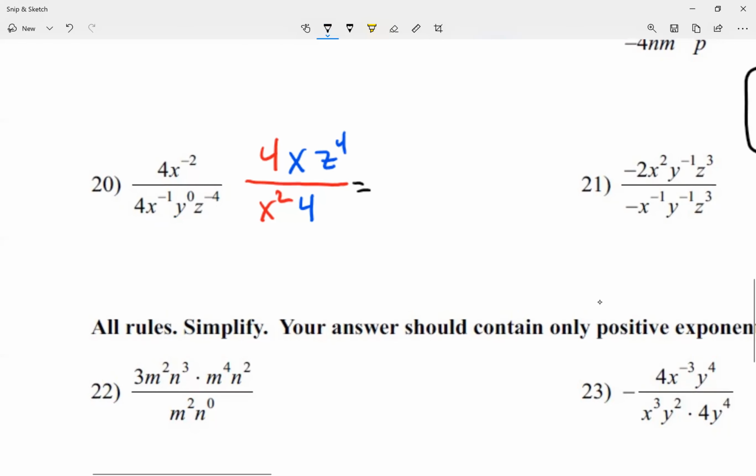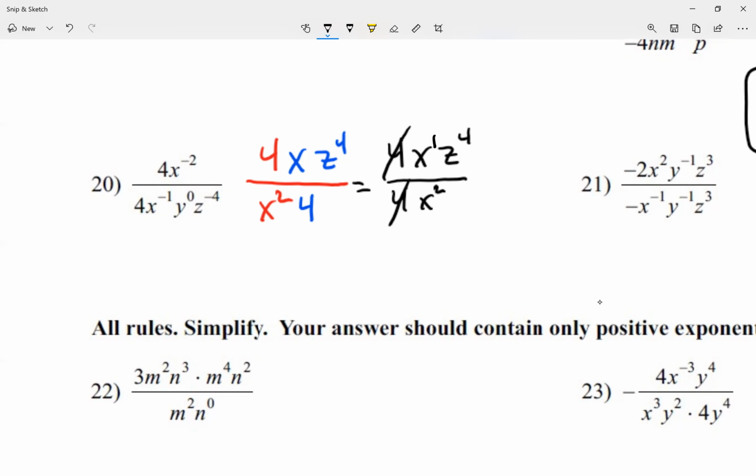Just looking on the top, numbers-wise, it's a 4. Letter-wise, I'm going to go in alphabetical order. So I have x and z to the 4th. At the bottom, I have a 4, x squared. My 4's cancel out. We learned that back in the day, how to cancel fractions, so how to simplify. My 4's cancel out. When it comes to letters, when it comes to x's, subtract the exponent.